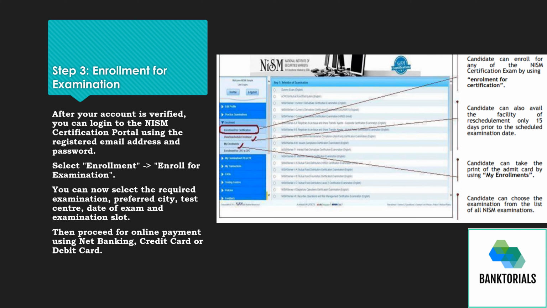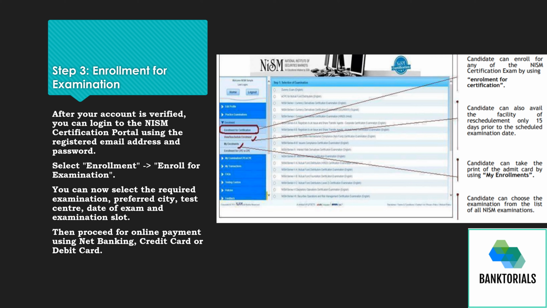There are more than 10 certifications at NISM. On the left hand side, you will see an option which is enrollment, and this is the enrollment for examinations. Now you can select the required examination, preferred city and test center, and date of examination as well. And you can choose your preferred time slot as well. Once you select all these things, then you need to do the online payment.